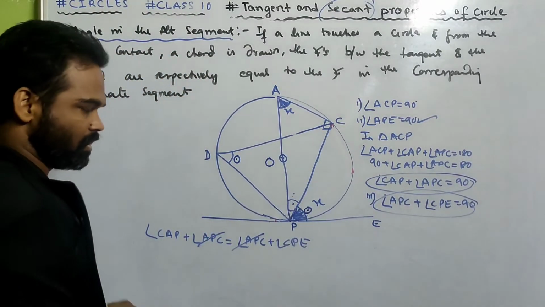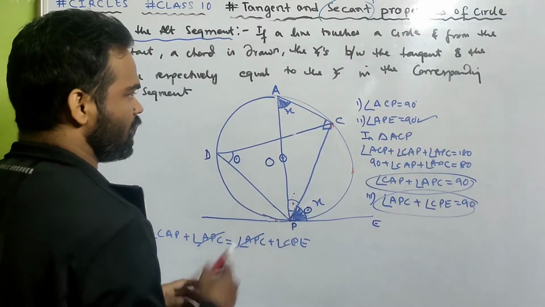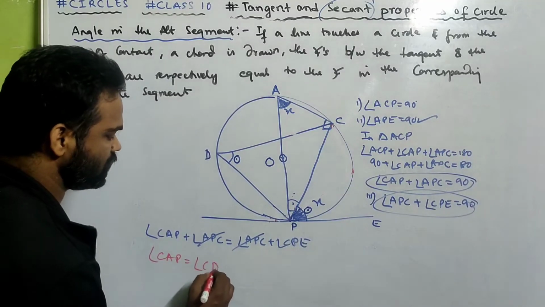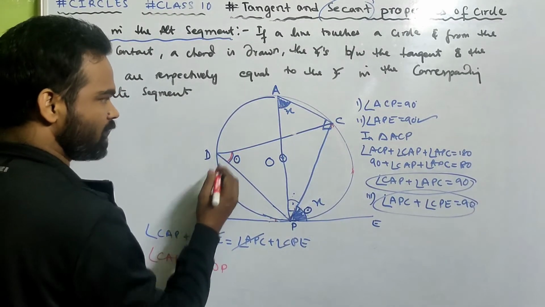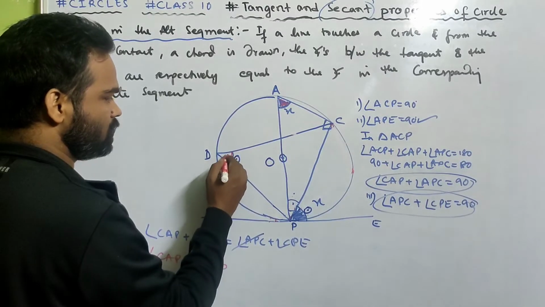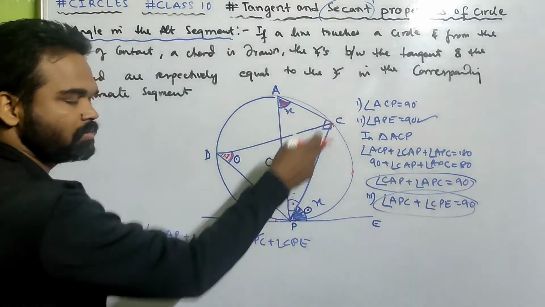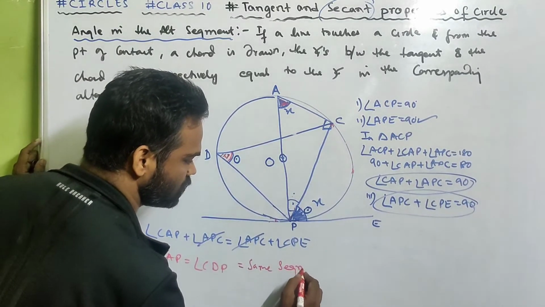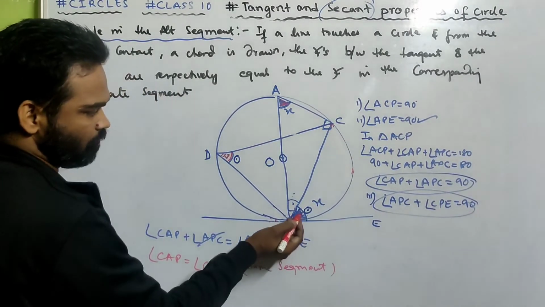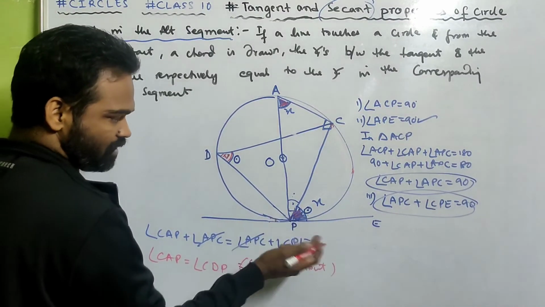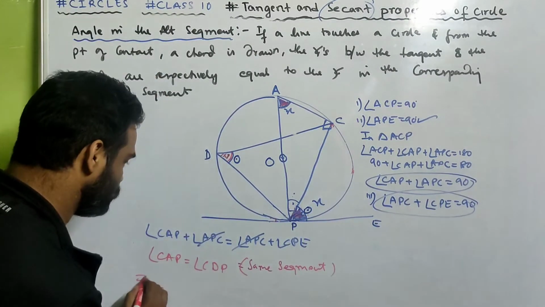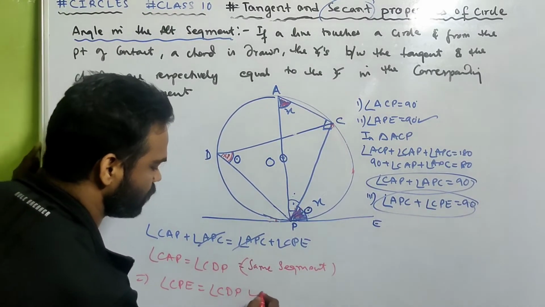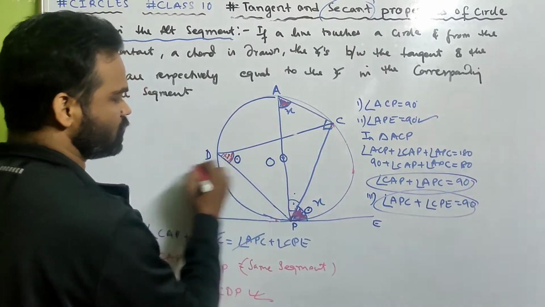Done. Now look carefully. Angle CAP is equal to angle CDP, this angle and this angle, both are equal. Same segment, from CP we have drawn. Same segment. Yes or no? Angles in the same segment are equal, which means this angle and this angle are equal, which simply implies angle CPE is equal to angle CDP. Proved. This angle is equal to this angle.